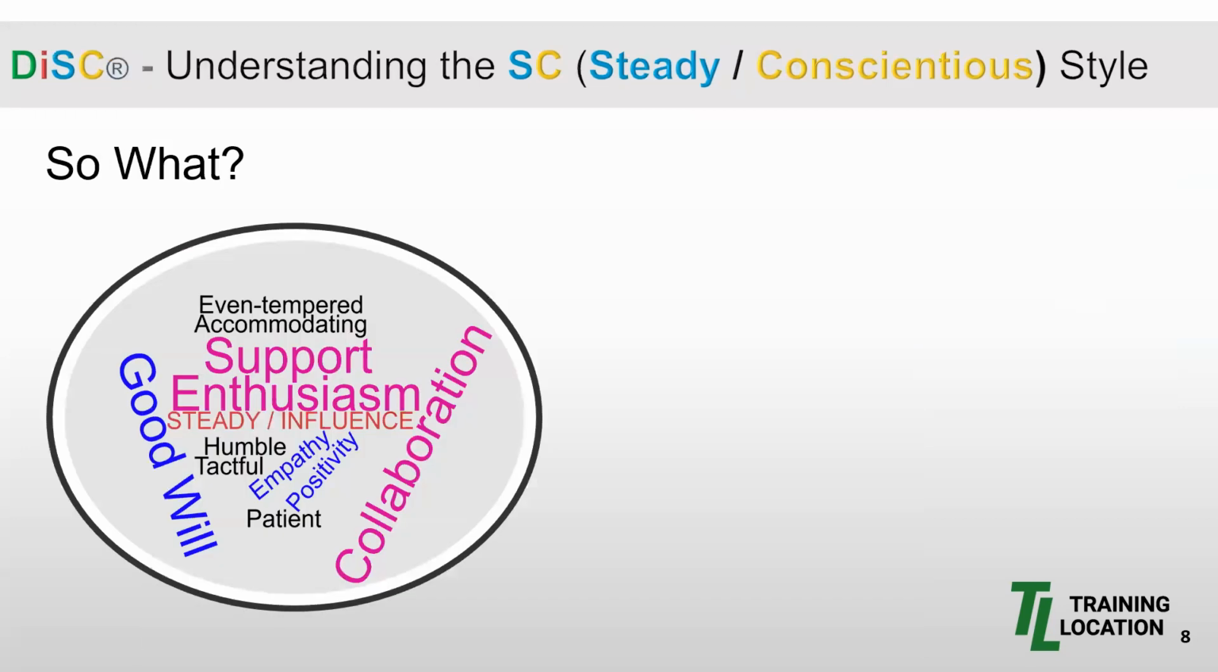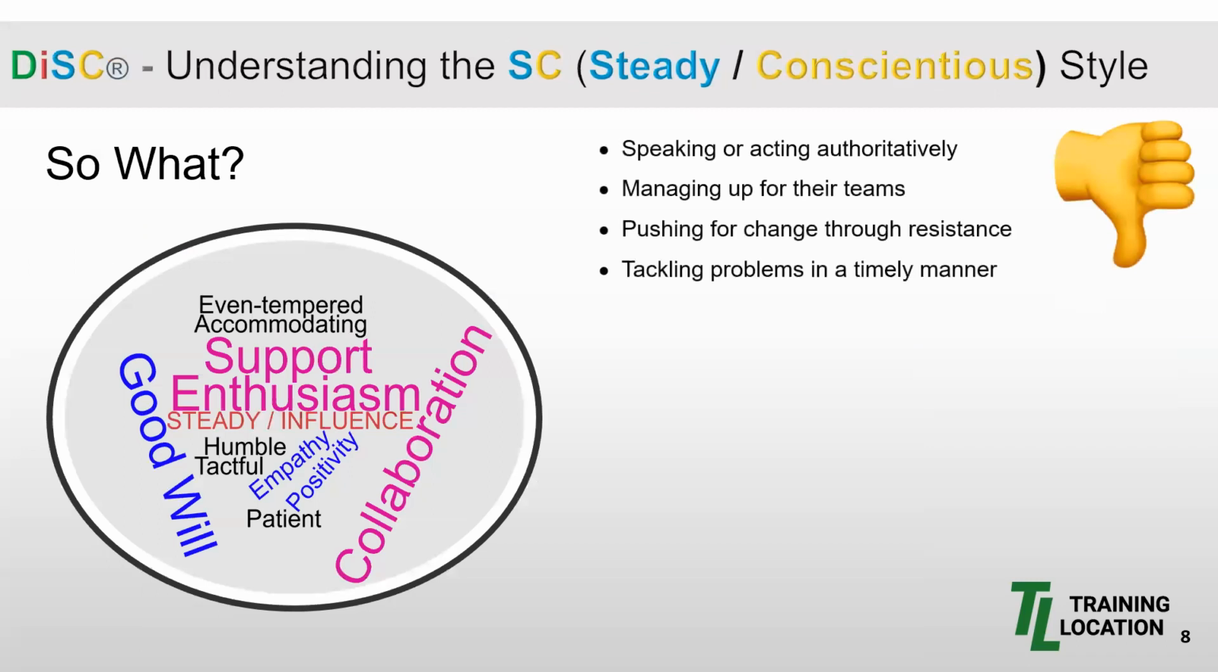So that was a lot of new, detailed, complex info. What do I glean from that? And how do I apply meaning to my life? Just consider leadership. Let's talk about that for a second. The SC style gets 360 feedback from their managers, direct reports, and peers, which points to the lowest ratings when it comes to speaking or acting authoritatively, managing up for their teams, pushing for change through resistance, and tackling problems in a timely manner.